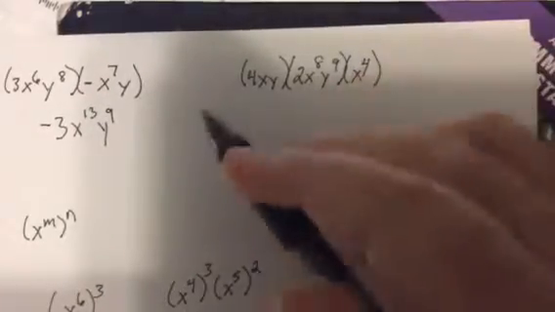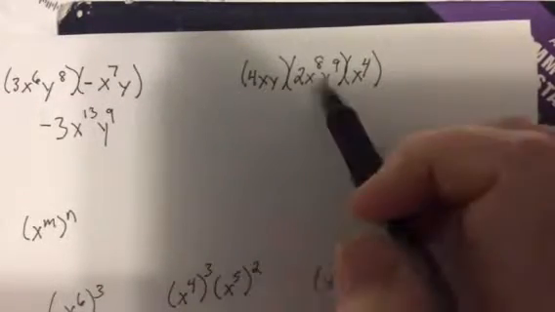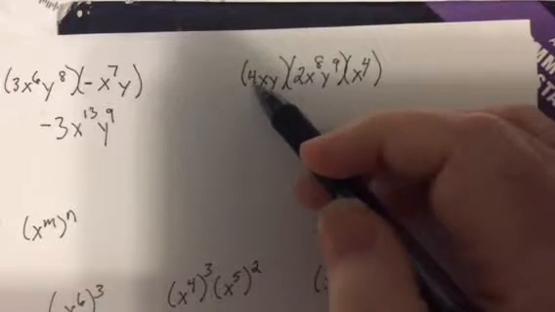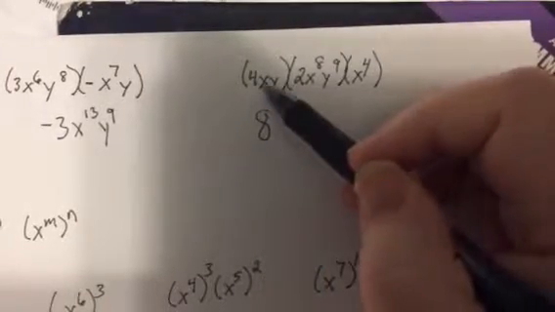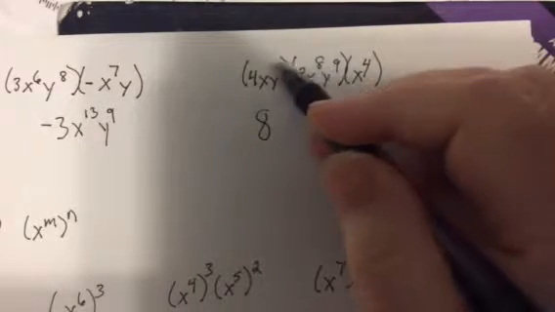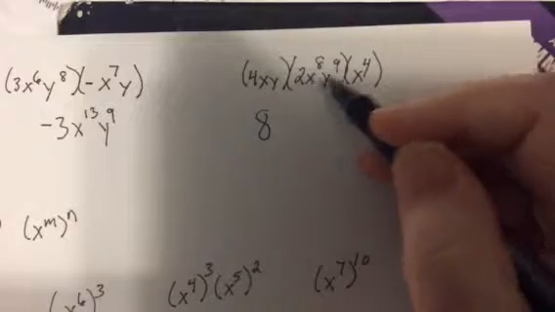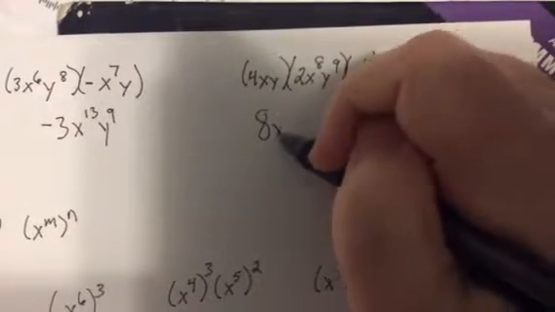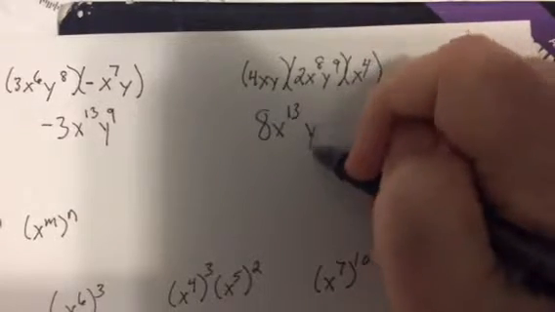Then this one again, if I give you problems to do, stop the video and do them before I do them. 4 times 2 times 1 is 8. x times x to the 8th would be x to the 9th, 1 plus 8, because there's 1 of these, 8 of these. Then x to the 4th, that'd be x to the 13. y times y to the 9th is y to the 10th.